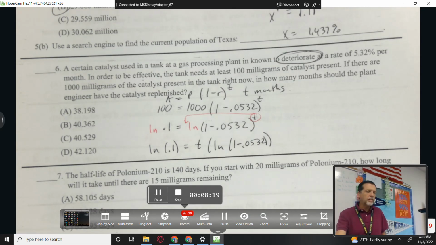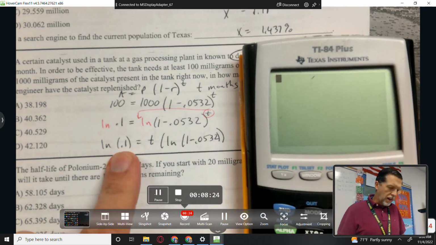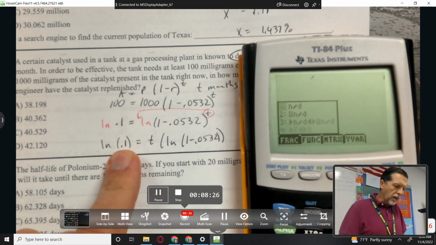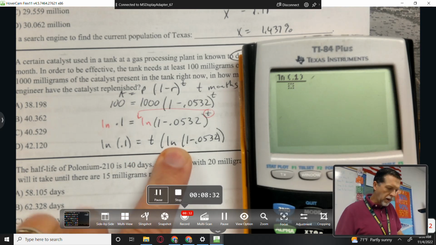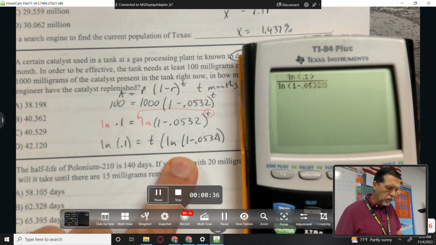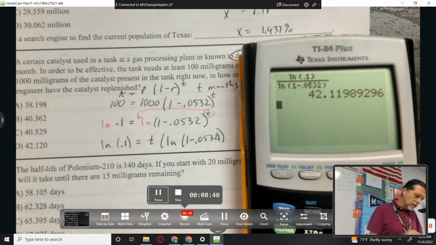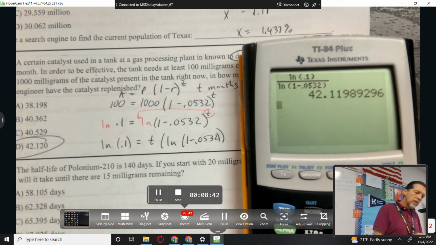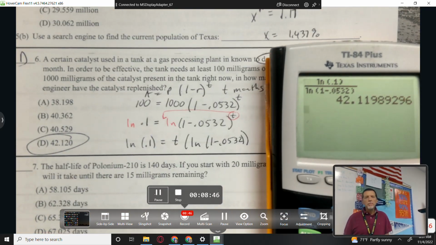What do I need to do? Just divide. Maybe fraction bar on this one. Natural log 0.1 divided by natural log 1 minus 0.0532. 42.12. So in 42 months, somebody at the plant needs to go put some more catalyst in the tank.